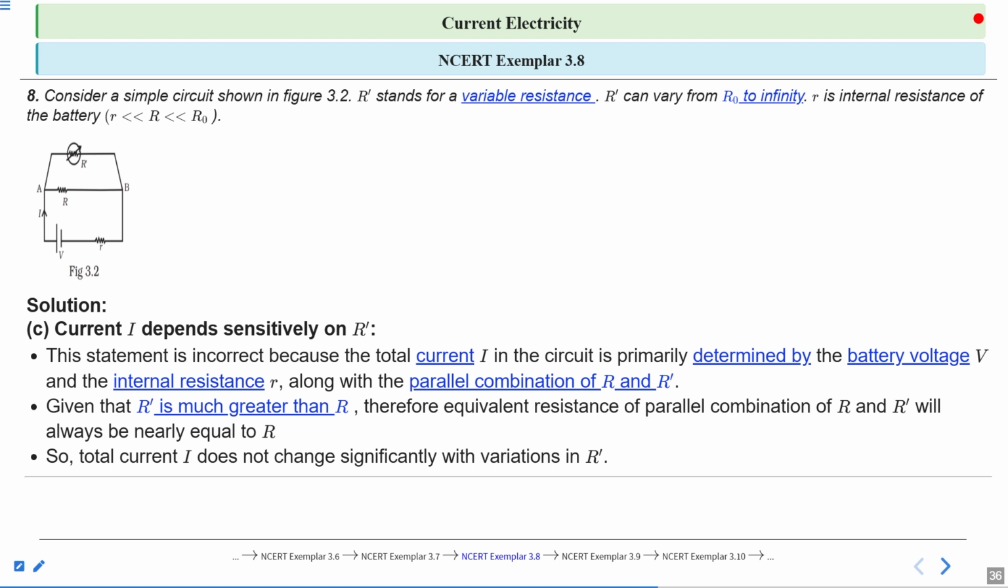But the current through the particular branch will change, as in option B: the current through the two parallel branches, one through R dash and one through R, will change significantly when we change the value of R dash. But the total current will not change significantly when we change the value of R dash.